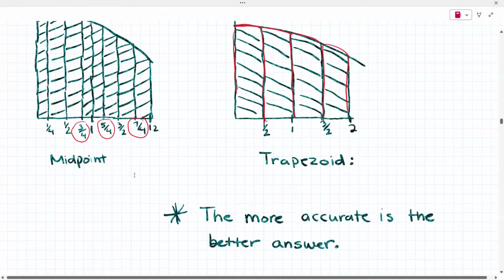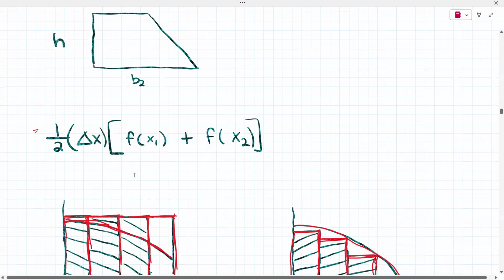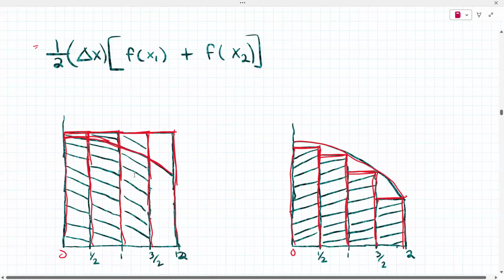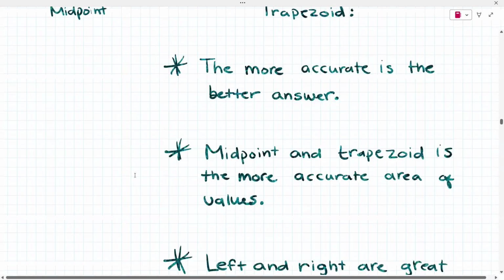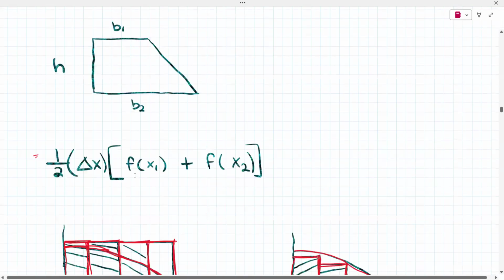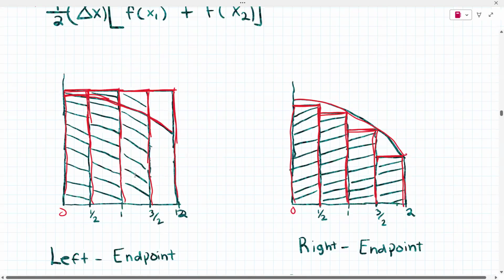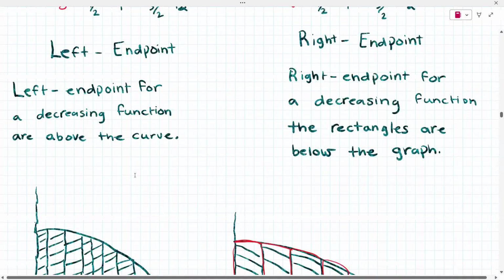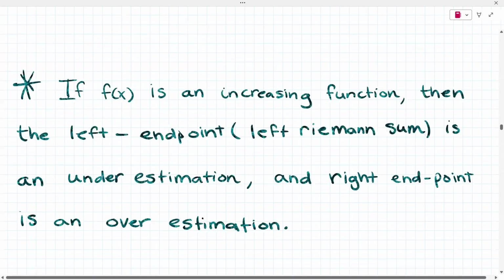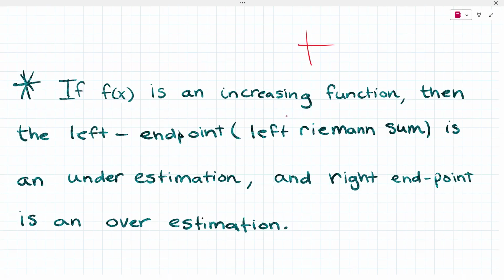So what you want to do, let's compare our answers with an increasing curve and a decreasing curve. If you look at your drawings, between an increasing curve and a decreasing curve, what can you conclude about the rectangles? So basically, if f of x is an increasing function, like the one we did, like this, right? That's an increasing function. So it says if f of x is an increasing function, then the left Riemann sum is an underestimation.